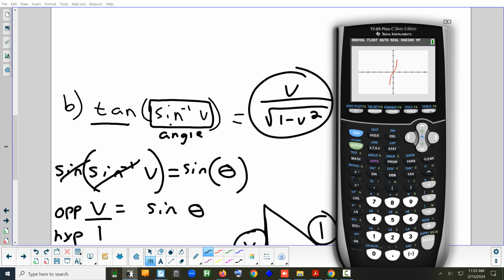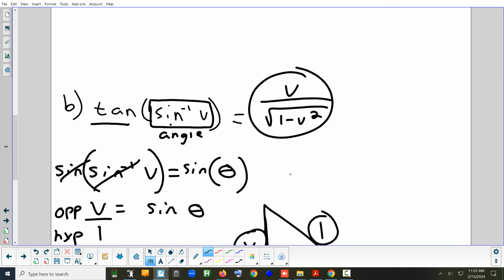A graph doesn't prove they're the same. But they pretty much look the same, and we proved it with the algebra. So I know that this formula is the same as that. Left side has trig, right side does not. Any question on that? Yes?